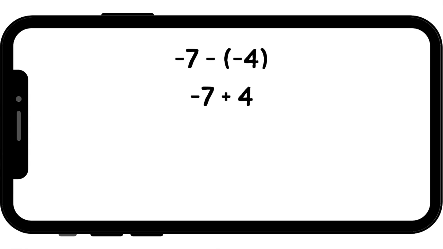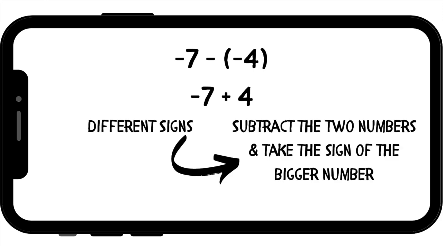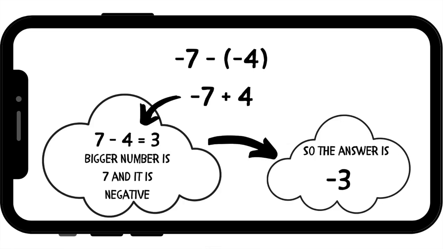All right, so let's remember our rules from yesterday. Negative 7 plus 4, different signs. We subtract the two numbers and take the sign of the bigger number. Let's first decide what number is bigger, 7 or 4. Well, 7 is. So our answer is going to be negative, so we could go ahead and put a negative symbol. And then we do 7 minus 4. Well, 7 minus 4 is 3. So negative 7 minus negative 4 changes to negative 7 plus 4. And the answer there is negative 3.